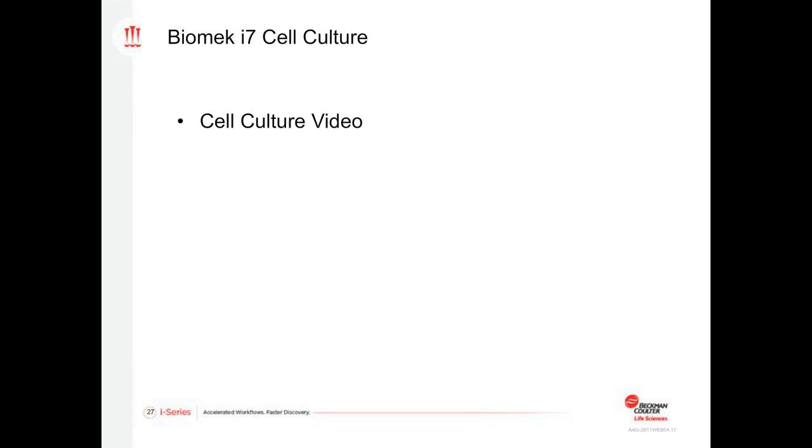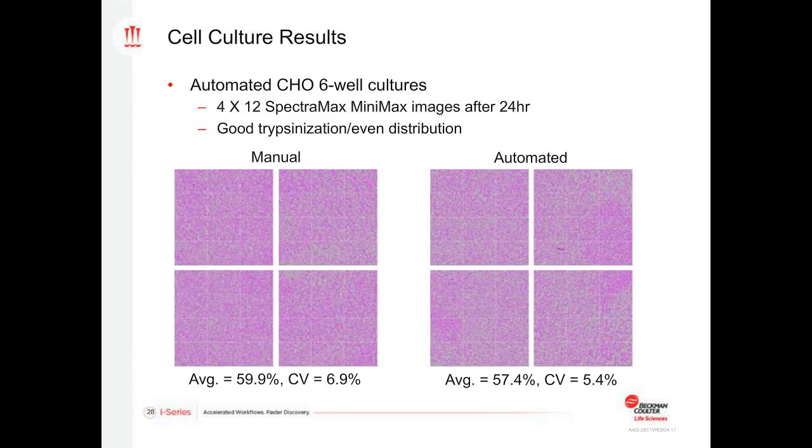So hopefully that gives you a pretty good idea of what the automation looks like and what the workflow looks like. We'll now look at some of the data that came off the system. So the first question is just regarding the passaging from one 6 well to another. All the work we'll show here was done using the Chinese hamster ovary cells grown in adherent conditions, and demonstrated here is basically the results of one of our 6 well passages.